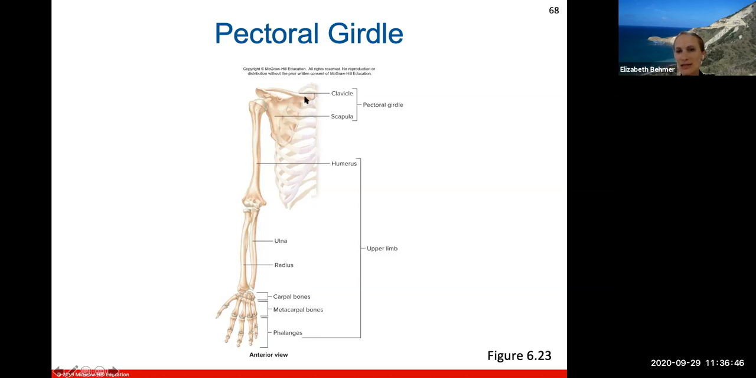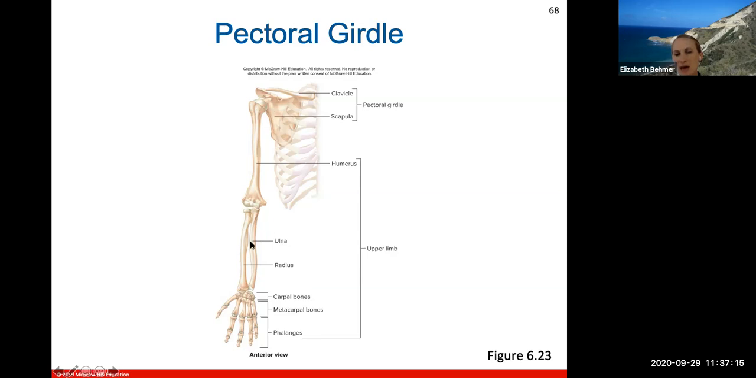So here you can see the clavicle and the scapula that make up the pectoral girdle, and how the scapula will connect to the humerus. The head of the humerus sits right in that ball and socket joint. And then the rest of the upper limb includes the radius, the ulna, the carpal bones in the wrist, the metacarpals in the palms of your hand, and the phalanges, which are your digits.